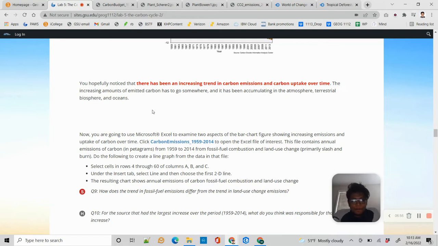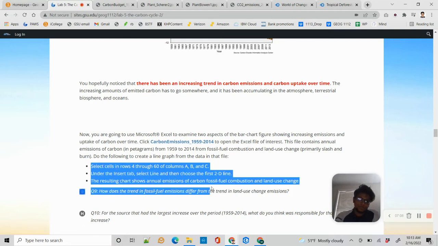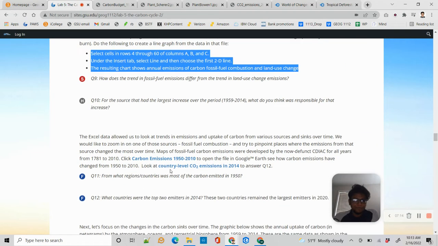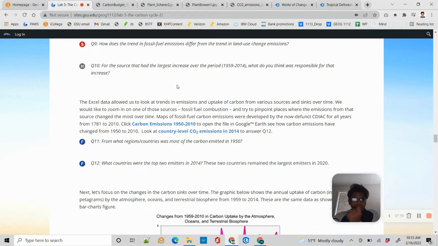Then there is an Excel file for carbon dioxide emission from 1959 to 2014. So download that file, open it, and follow these instructions to answer your question. These three instructions will help you to answer questions 9 and 10.